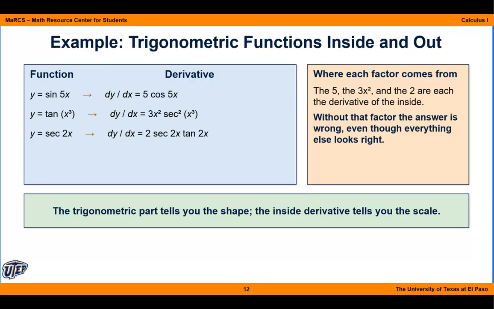For y equals secant 2x, the secant becomes secant times tangent, and the derivative of 2x supplies 2, giving us dy/dx equals 2 secant 2x tan of 2x. The factors 5, 3x squared, and 2 all come from differentiating the inside. Without these factors, each derivative would be incomplete. The trigonometric rule determines the main form of the answer, and the inside derivatives supply the additional factor.